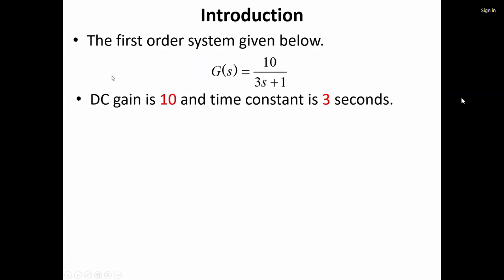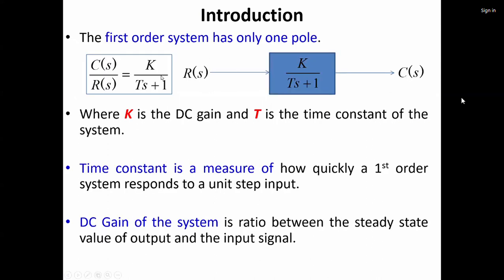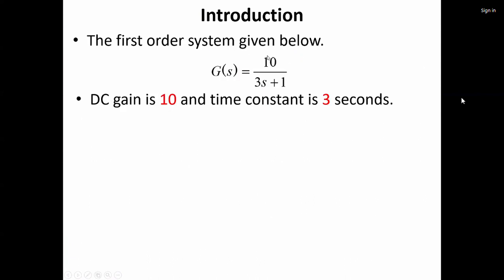Let's take this example of the first order system, which is given by G(s) = 10 divided by 3s plus 1. As I said, this system is always represented as K divided by 1 plus T into s. So if you bring an analogy with this, your gain is basically 10, and in 1 plus T into s, the time constant is basically 3 seconds.